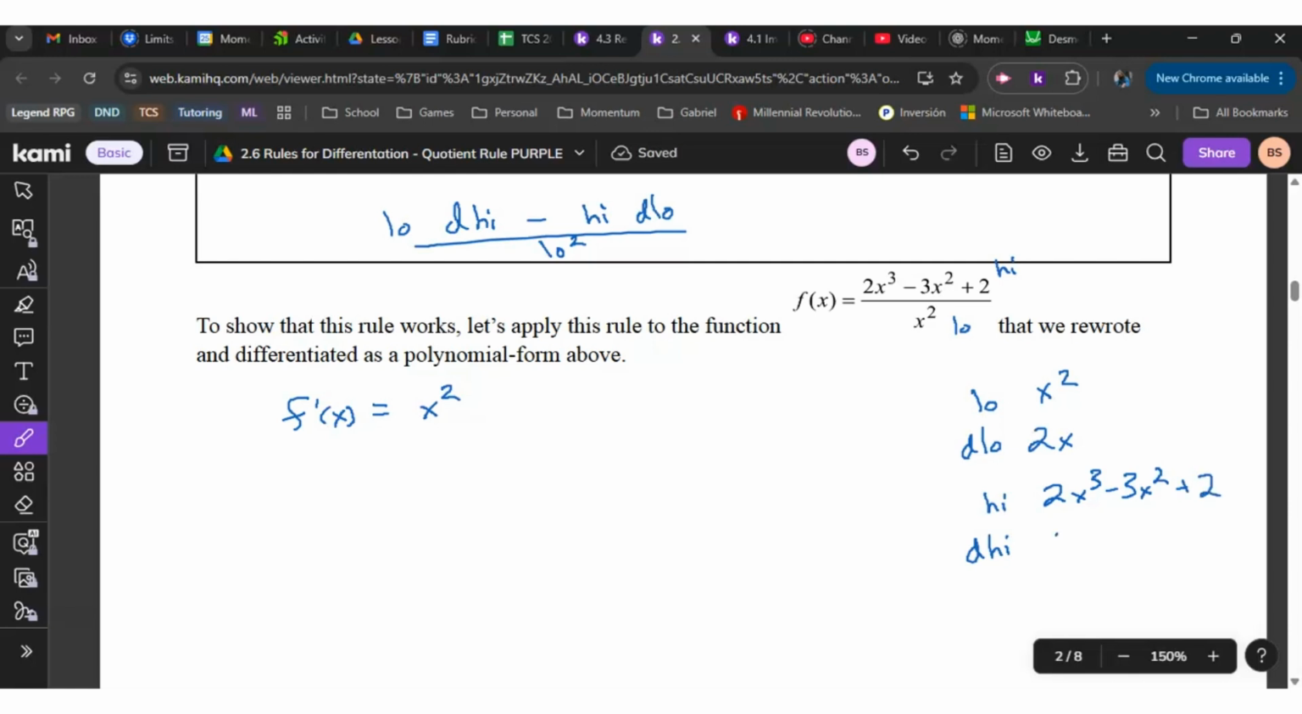3 comes down, 6x squared. 2 comes down, minus 6x. 2, there's no x, so it just goes away. It's a constant. Derivative of a constant is 0. So now we've got those written out.